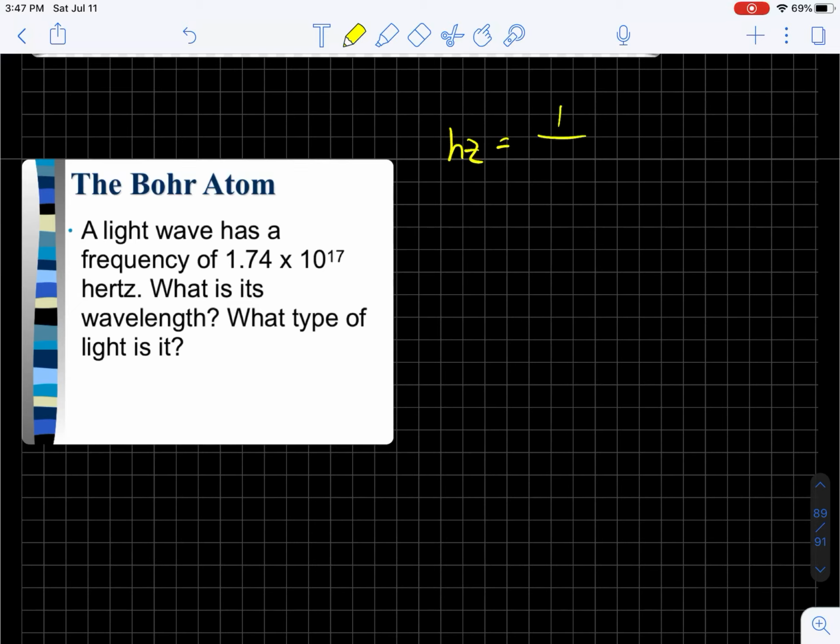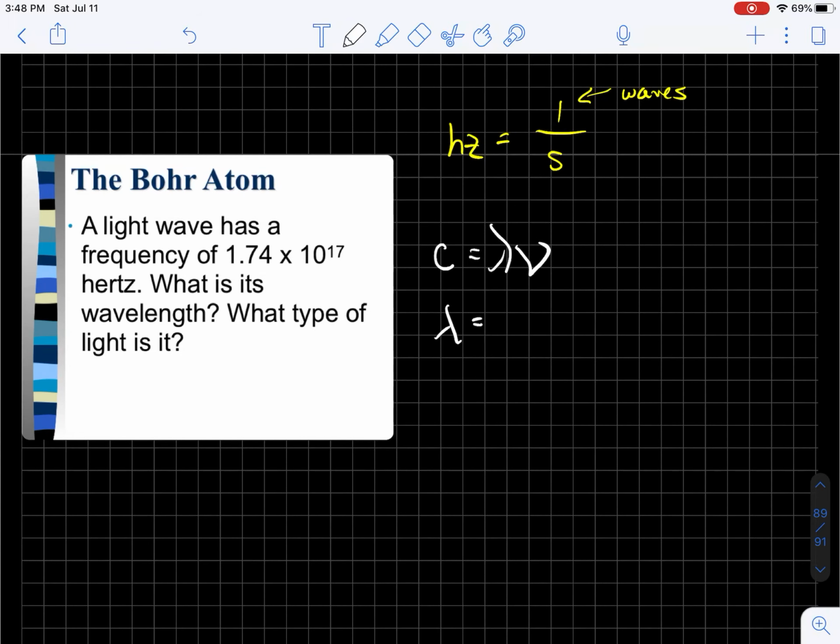All right, so first of all, the unit, the hertz. Hertz means cycles per second. In other words, 1 over seconds. So in the case of electrons, it might be the number of electromagnetic waves per second. So if we have something that's 1.74 times 10 to the 17 hertz, that means that there's that many waves per second passing a given point. So we can use that information.